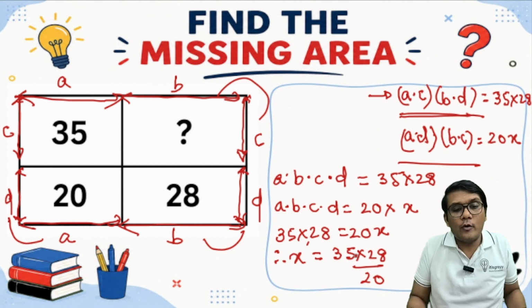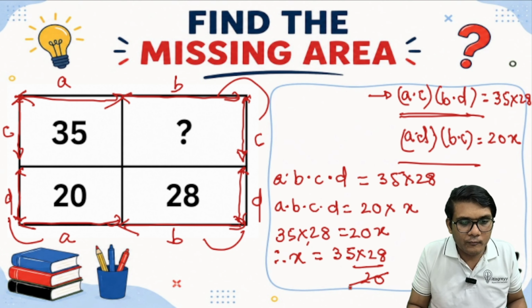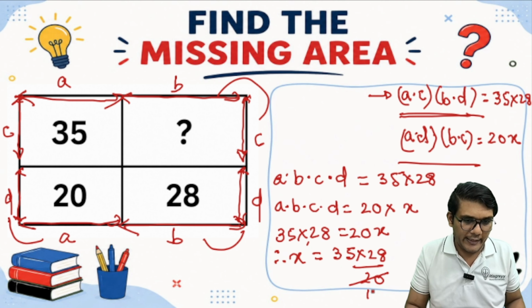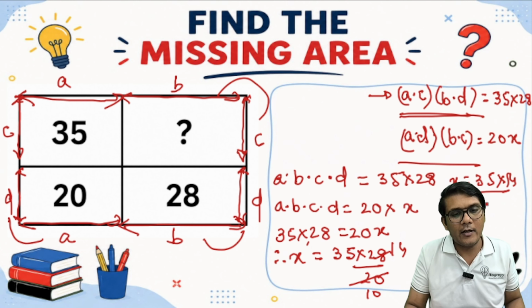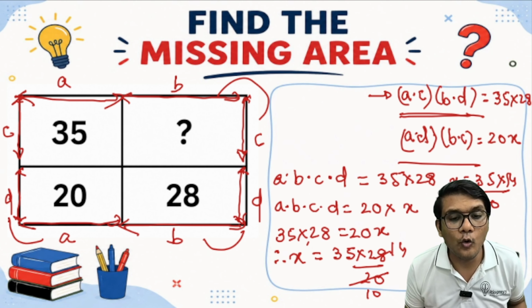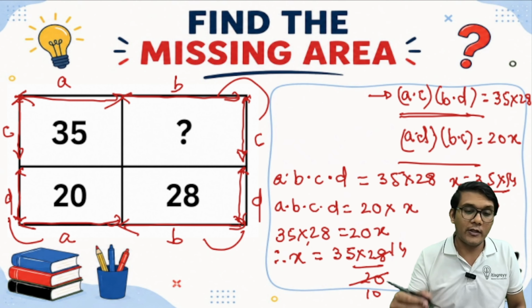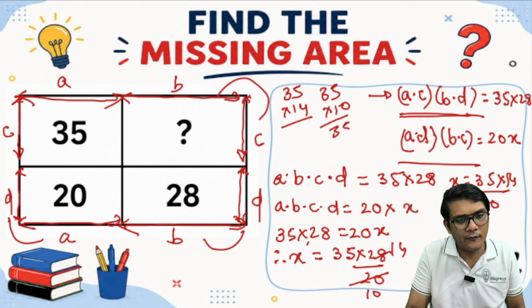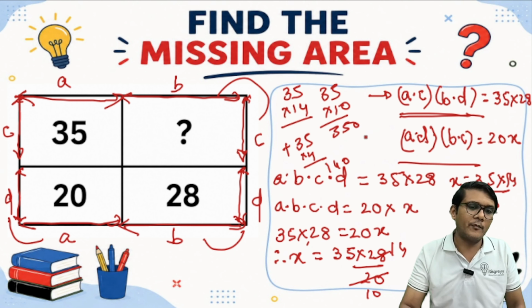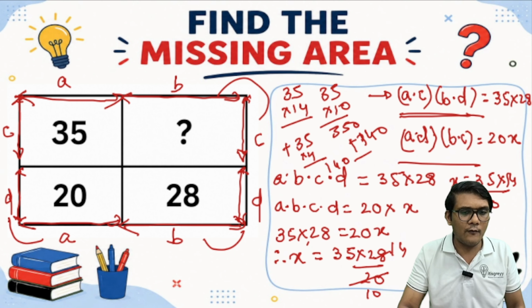Right. Now all you have to do is divide. So 20 is basically 2 tens, and 28 is 2 fourteens. So we will get x is equal to 35 into 14 divided by 10. Now you need to know what is 35 into 14. 35 into 14 is nothing but 35 into 10, which is 350, plus 35 into 4, which is 140. So this will be 350 plus 140, which will give us 490.